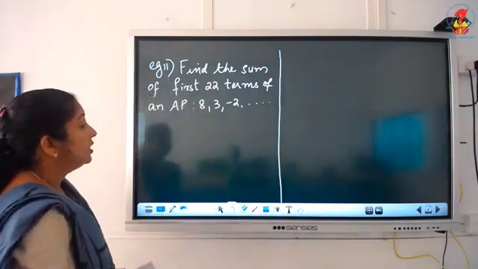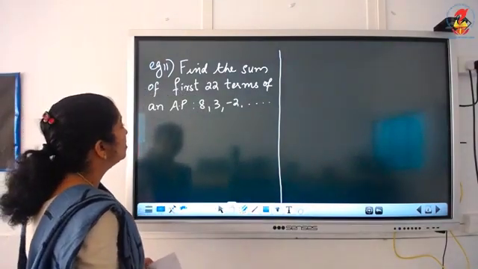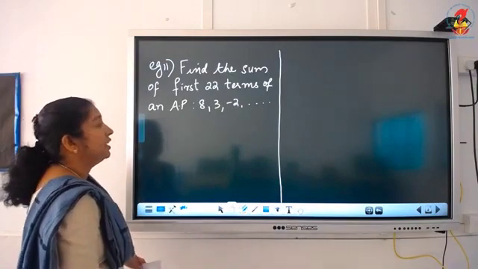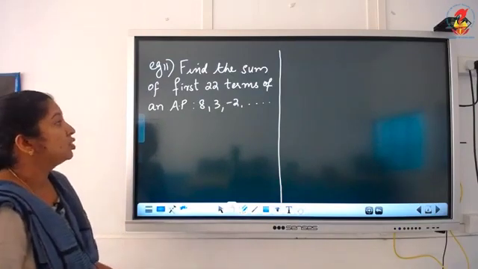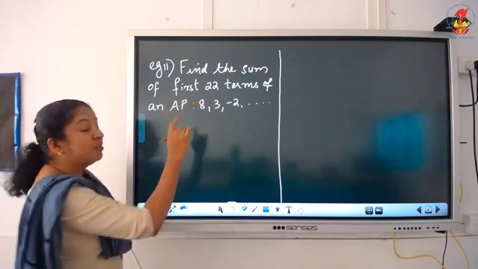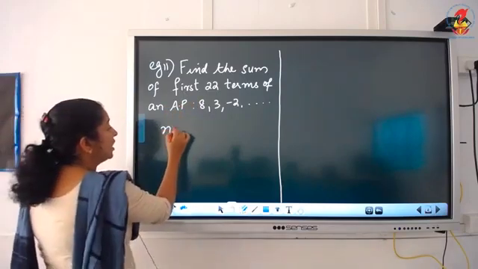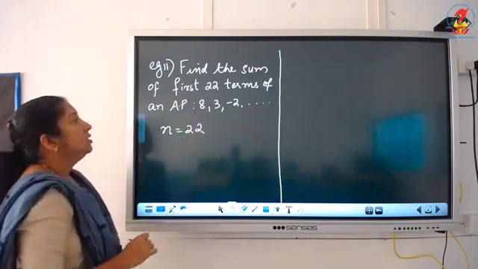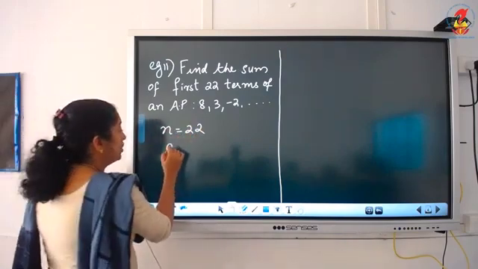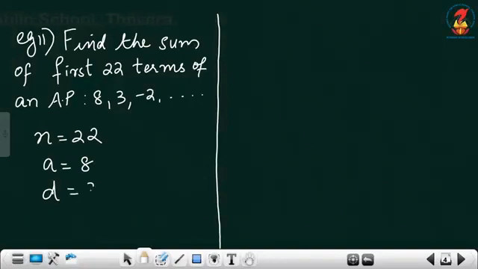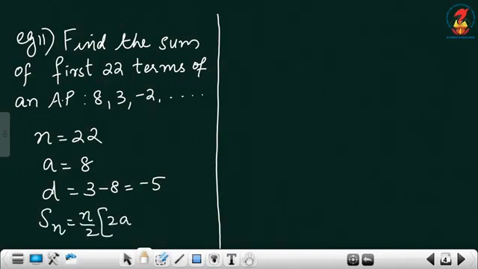Then example 11, find the sum of first 22 terms of an AP 8, 3, minus 2, etc. Find the sum of first 22 terms. So, we can take n as 22, AP 8, 3, minus 2. So, a is equal to 8 and d is equal to 3 minus 8, which is equal to minus 5. We have to find the sum of 22 terms. So, we can write Sn as n by 2 into 2a plus n minus 1 into d.